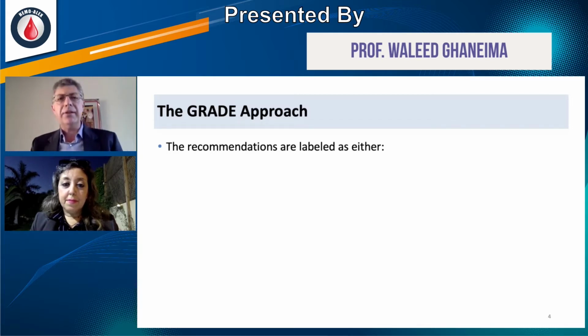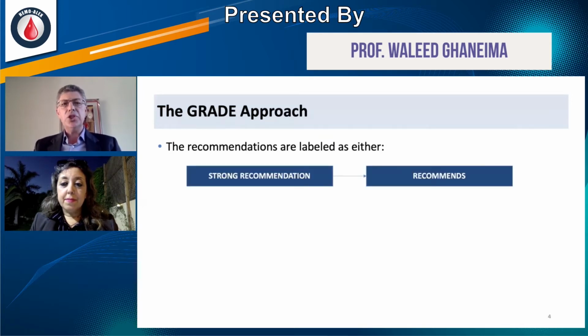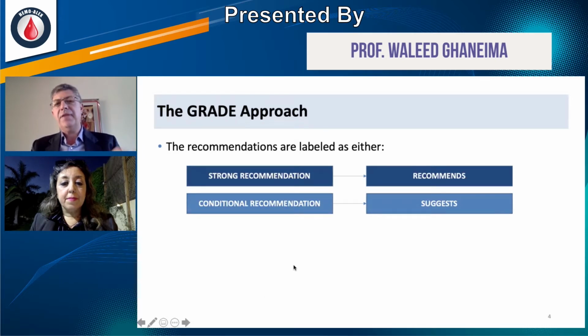And then you have a panel, they will sit and look at the data, and based on this, they will make their recommendation. And the recommendation will be labeled as either a strong recommendation, using the word recommend. So whenever you see recommend, it means that almost always it's based on a strong recommendation. Or, if the recommendation is weak, they call it a conditional recommendation. They use the word suggest. So whenever suggest, it means a weak recommendation.